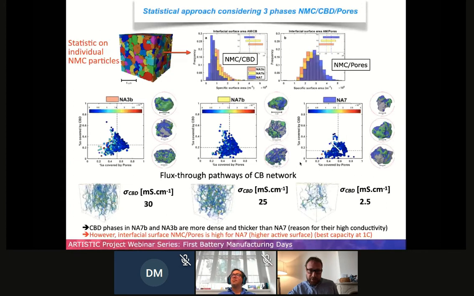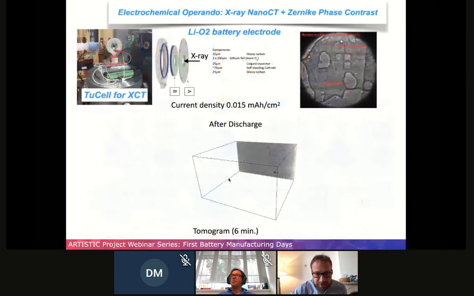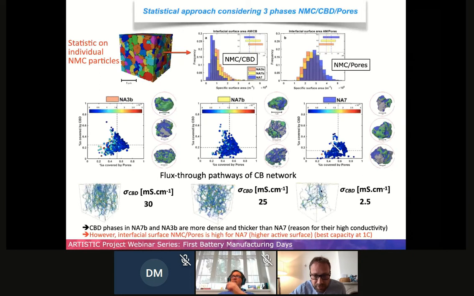The other aspect is the flow-through pathway: you see that the flow-through pathway for the carbon network is much smaller here than for the first two cases, which is also consistent with the conductivity and with the contact between the carbon and the active material. So it's pretty clear that for the first 2 samples, we have a denser and thicker carbon than for the 3rd case, which is consistent with the high conductivity.